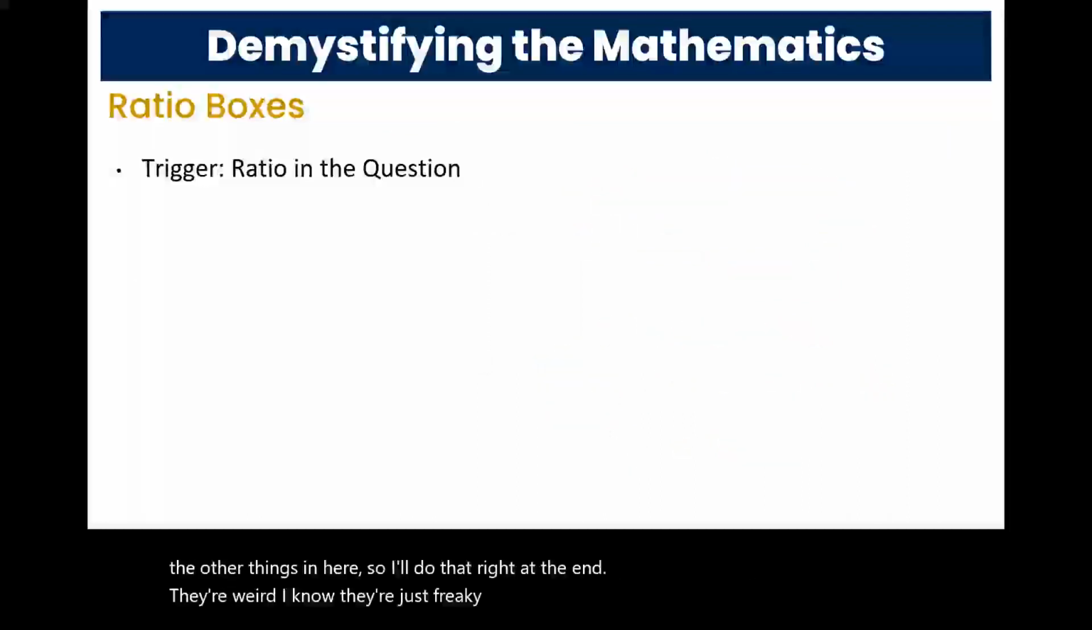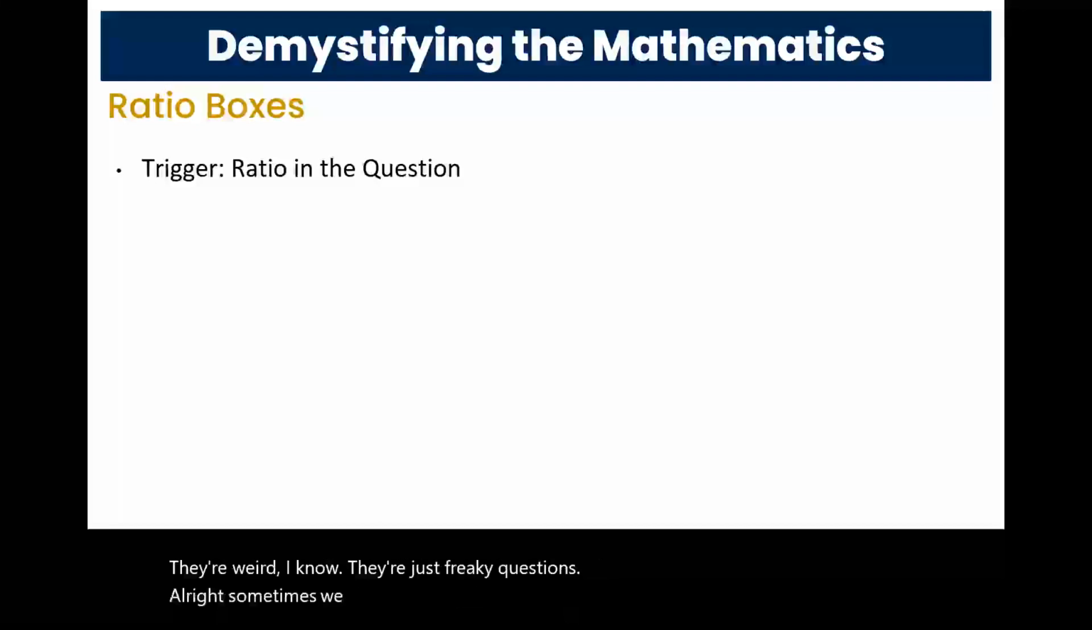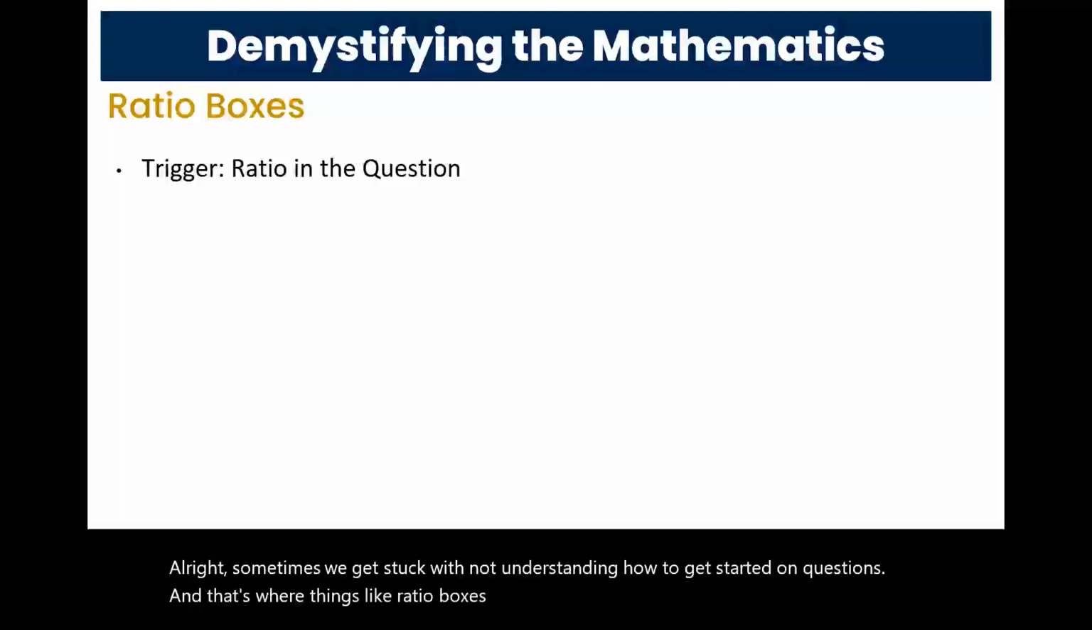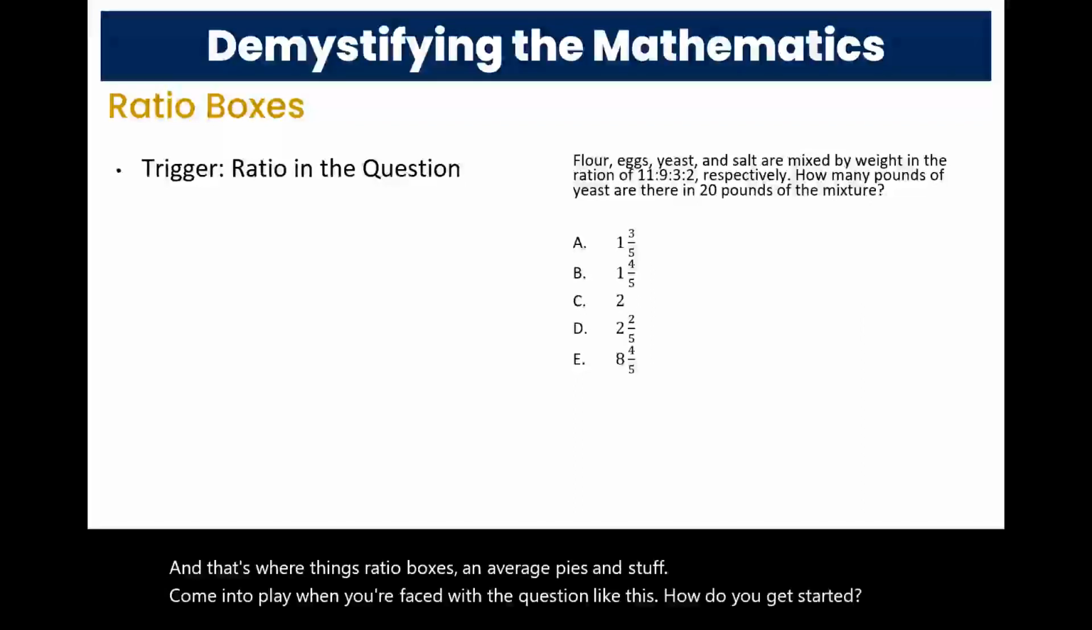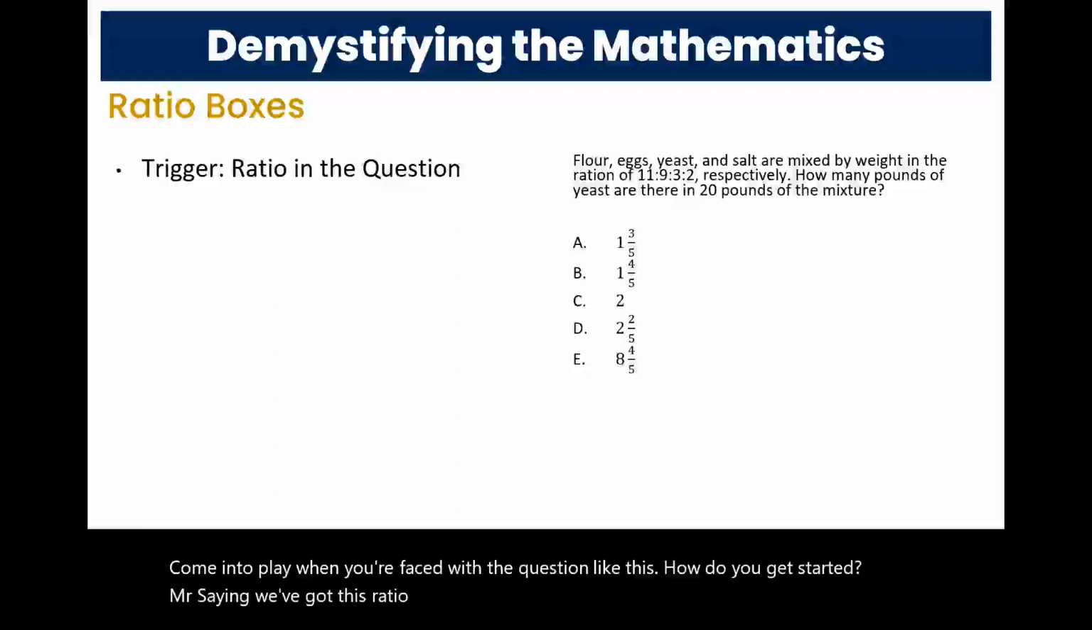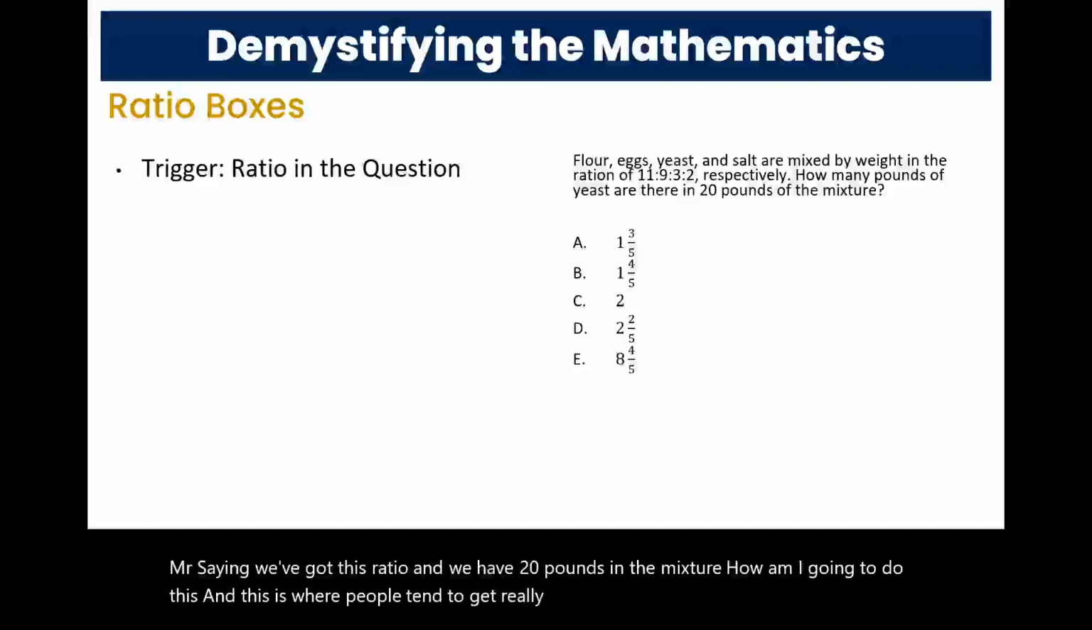All right, sometimes we get stuck with not understanding how to get started on questions. And that's where things like ratio boxes and average pies and stuff come into play. So when you're faced with a question like this, how do you get started? This is saying we've got this ratio and we have 20 pounds in the mixture. How am I going to do this? And this is where people tend to get really, really bogged down because you don't have a starting point. I'll tell you the starting point.